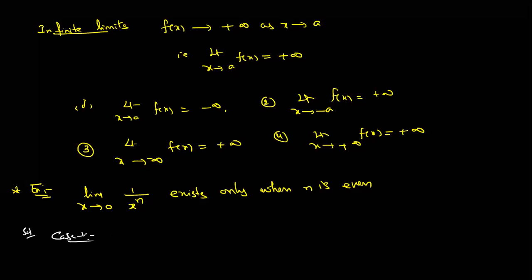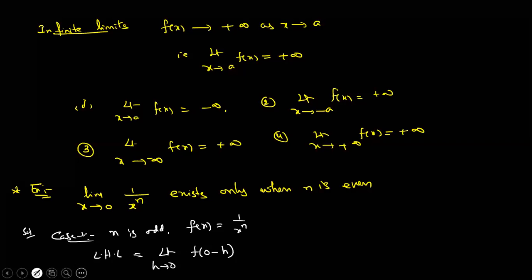Suppose if you are taking n is odd, for example, n is odd, then what is f of x? 1 by x power n, dear students. So what is the left hand limit? LHL, what to do here? Limit h tends to 0, f of 0 minus h. X tends to 0 means what here? This one you can write like this. Limit x tends to 0. That is the meaning.